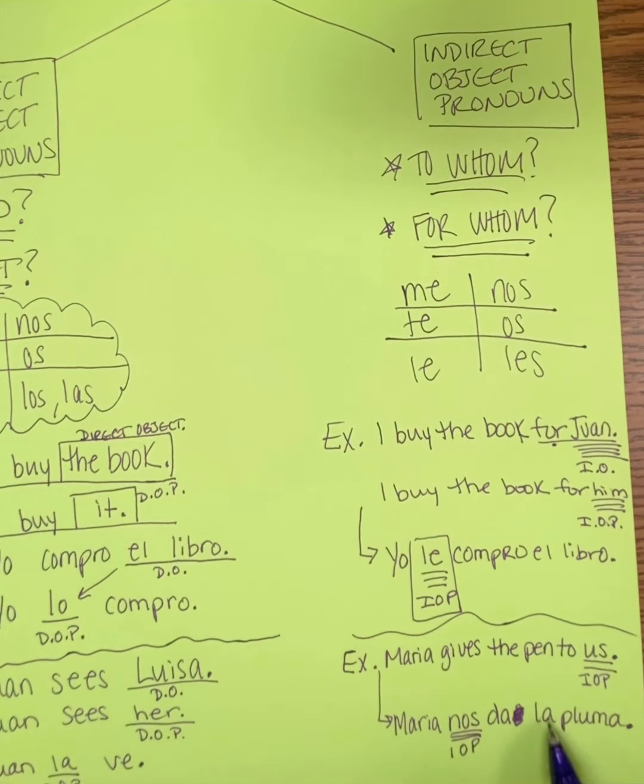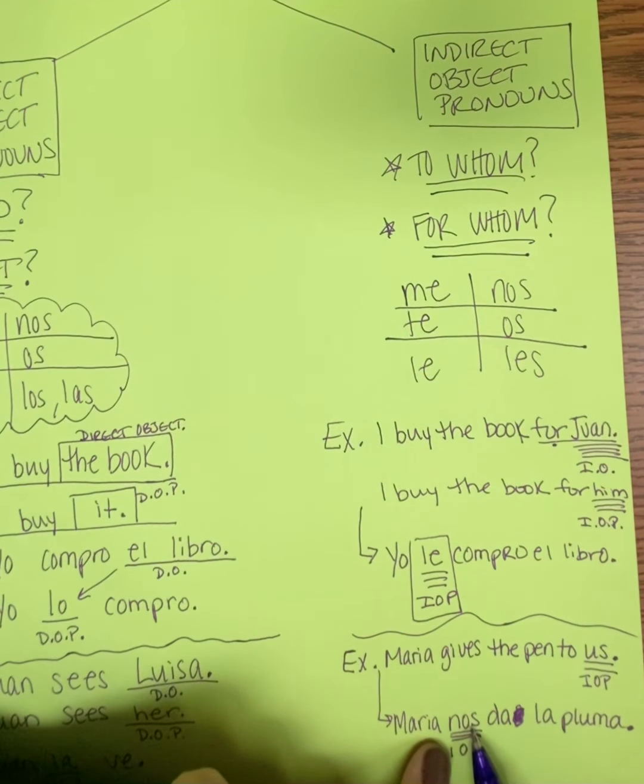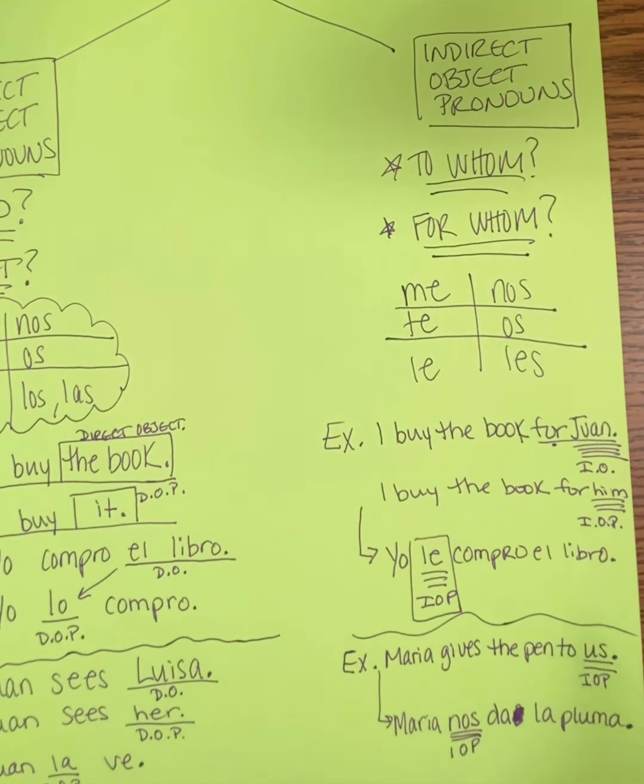Okay? So nos, that's our indirect object pronoun. Maria gives the pen. To whom? To us. Okay? Again, I could have said Maria gives the pen to Juan and I. Juan and I would be our indirect object. But in this case, I skipped that step and went right to our indirect object pronoun. Maria gives the pen to us. Maria nos da la pluma. Maria gives the pen to us.